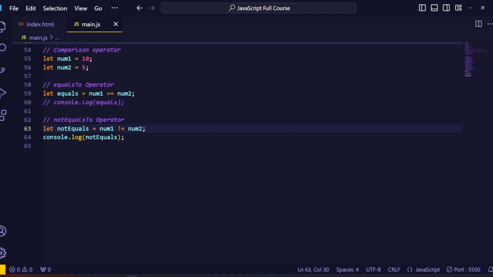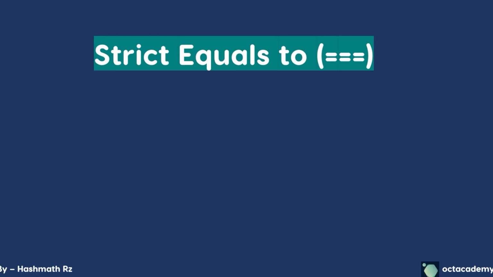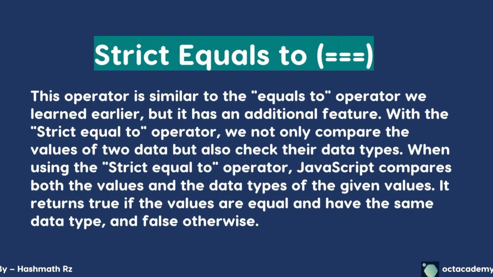So hope you guys got the idea. Alright, let's move on to the next operator. Guys, the next operator in the list is strict equals to, and the symbol is 3 equal signs. So guys, nothing much here. This operator is similar to the equals to operator we learned earlier, but it has an additional feature.